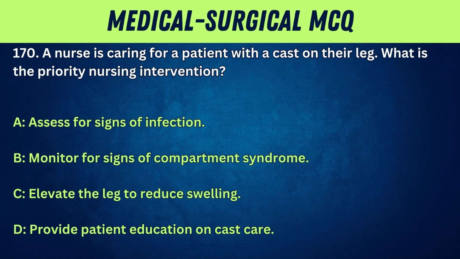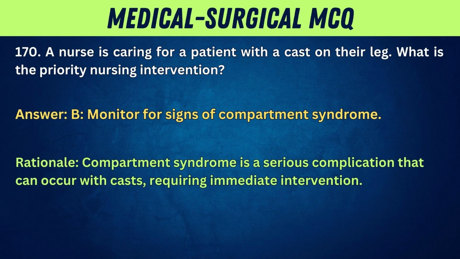170. A nurse is caring for a patient with a cast on their leg. What is the priority nursing intervention? A. Assess for signs of infection. B. Monitor for signs of compartment syndrome. C. Elevate the leg to reduce swelling. D. Provide patient education on cast care. Answer: B. Monitor for signs of compartment syndrome. Rationale: compartment syndrome is a serious complication that can occur with casts, requiring immediate intervention.